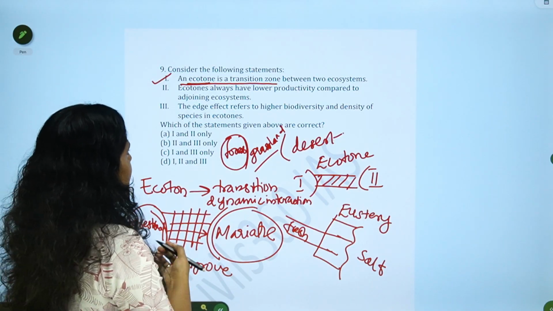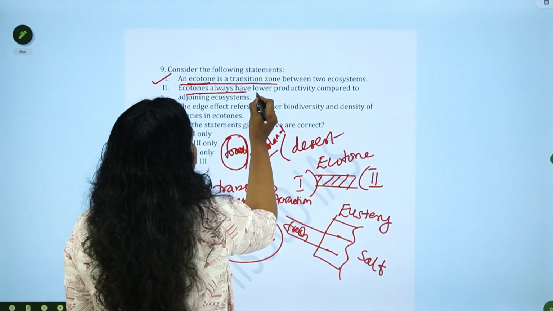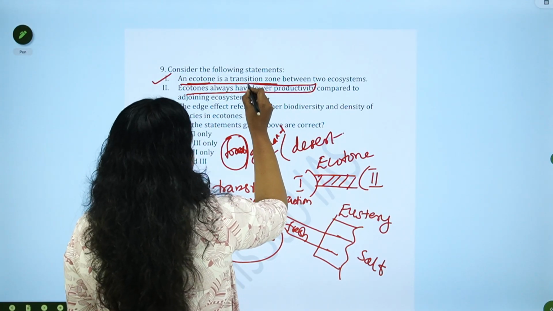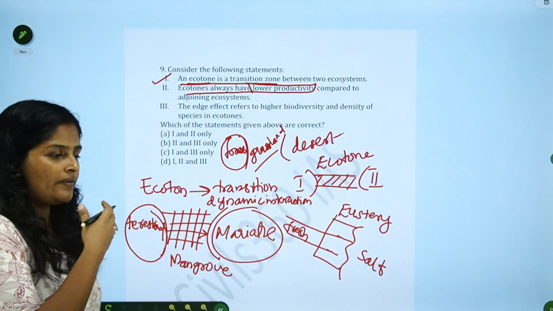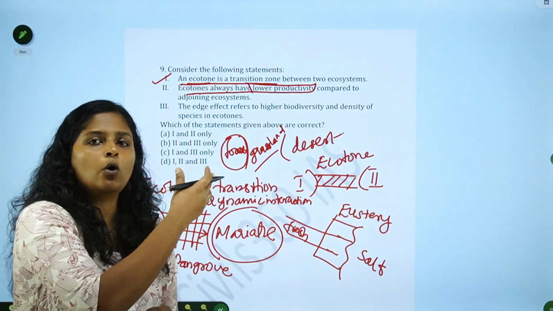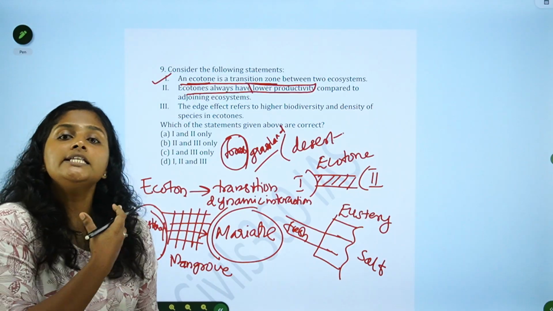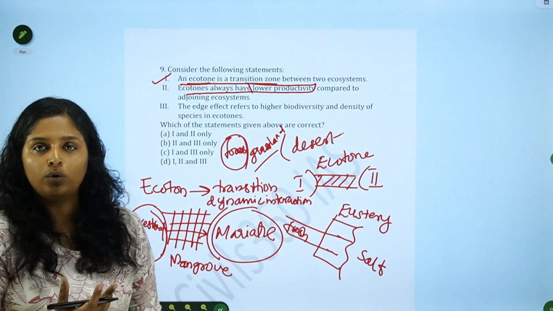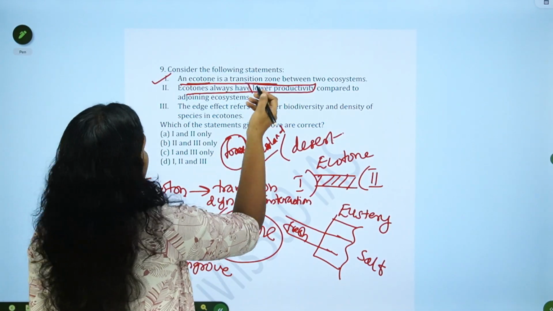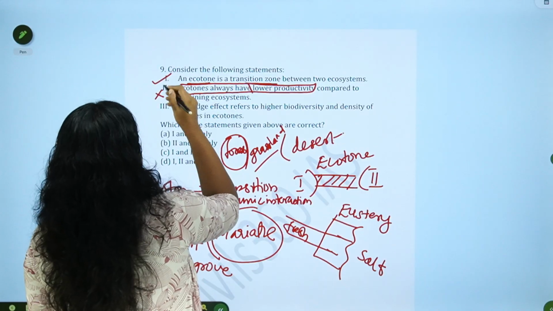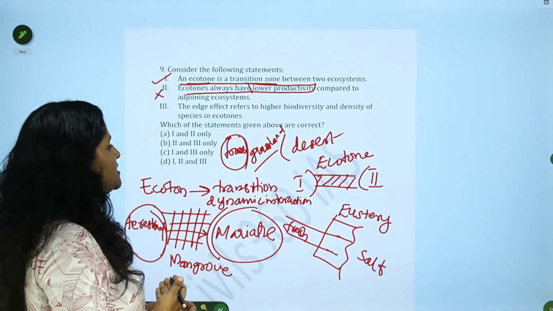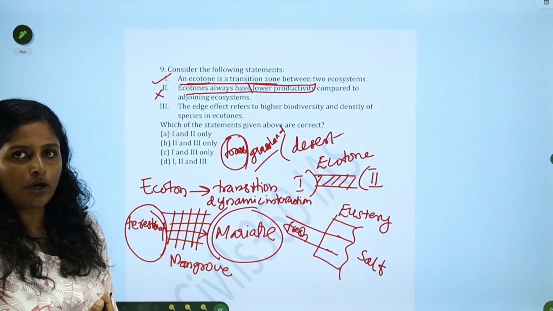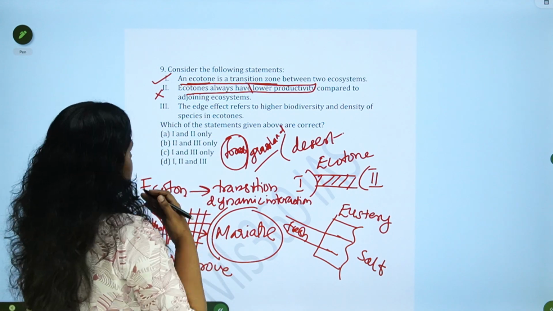Second statement is ecotone always has lower productivity. We cannot say it is always having lower productivity or it always has higher productivity. It can have higher productivity due to the biodiversity it holds. So the lower productivity statement is wrong. It can have higher productivity compared to these adjoining ecosystems. So that statement is wrong.